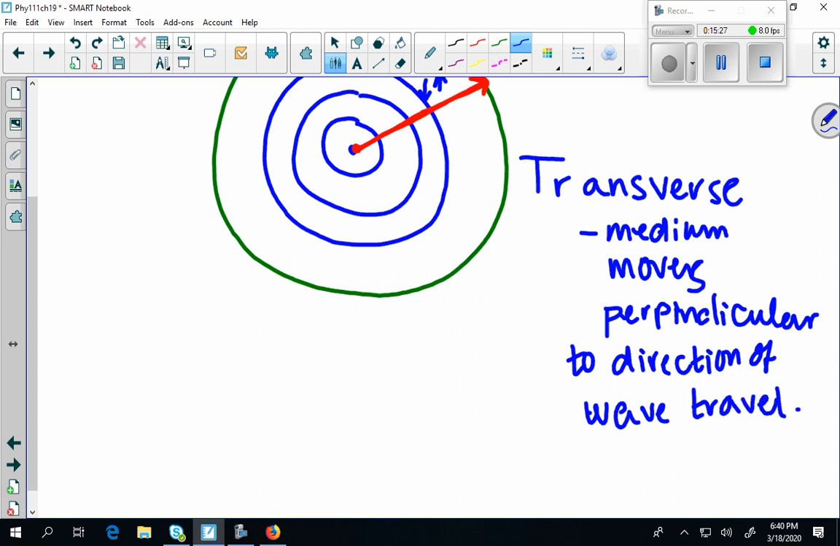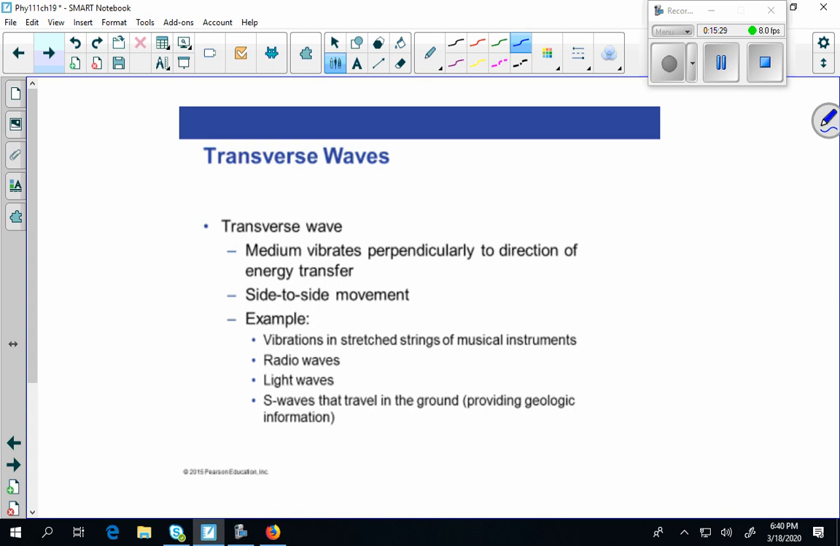All right. This is exactly what we just talked about. So a transverse wave, the medium is moving perpendicular to the direction of wave travel. So you can picture that stone that you drop in the water, or just picture me shaking a string, a jump rope, slinky, up and down, back and forth. I'm moving it.